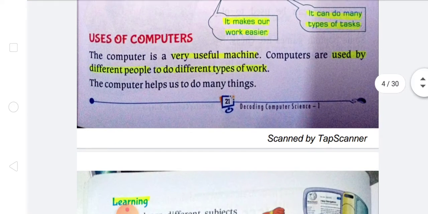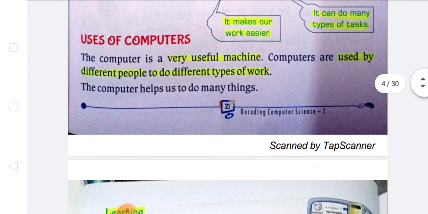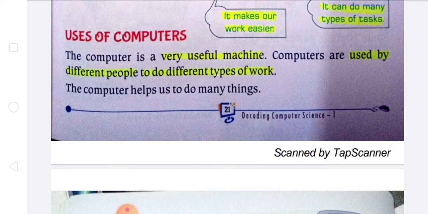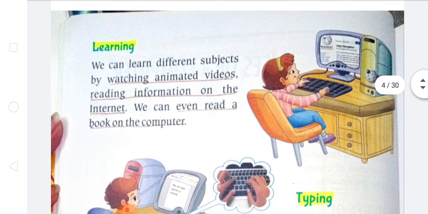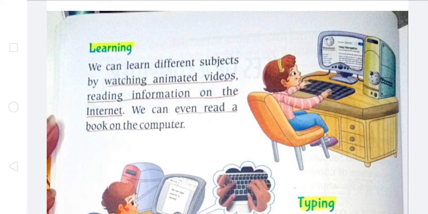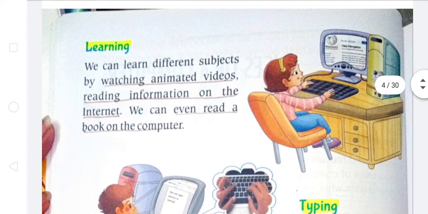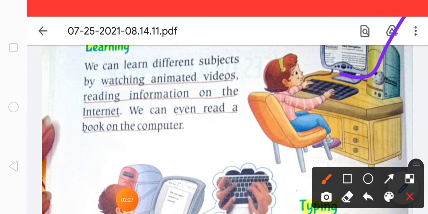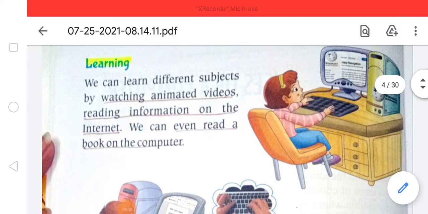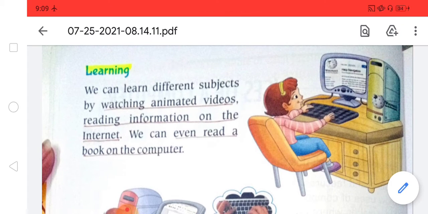Then after that we see uses of computer. Here the computer is a very useful machine. We already know it. Computers are used by different people to do different types of work. So the computer helps us to do many things. Here you see the child is learning by watching videos, reading information on the internet, and even reading a book on the computer just like me. So this is the use of computer.